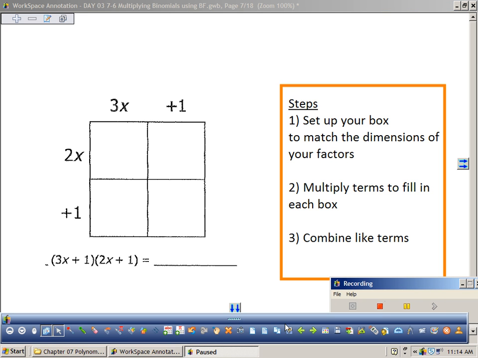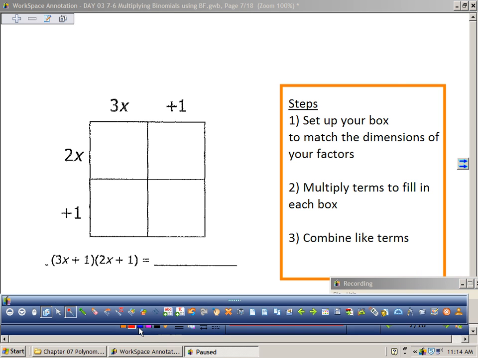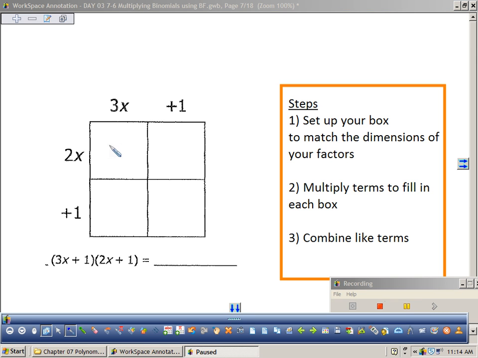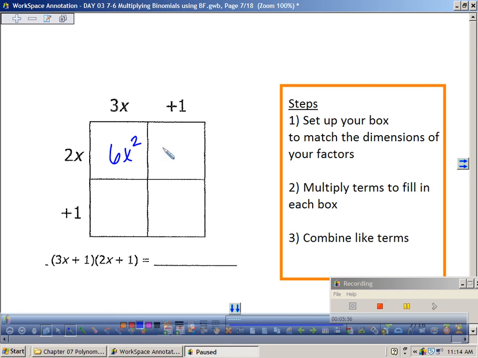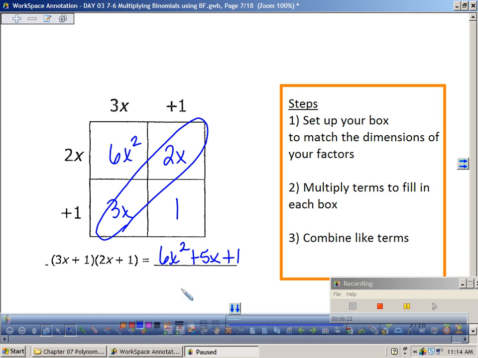Okay, how about, let's do Maria. Maria, can you fill this in for me, please? Okay, thank you. And 1. Okay, Johnny, can you combine like terms for me? Tell me what you write. 6x squared, perfect. Plus 5x. Perfect. We combine these two right here. Yes, Philip?